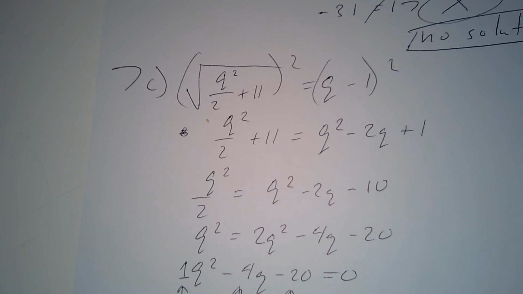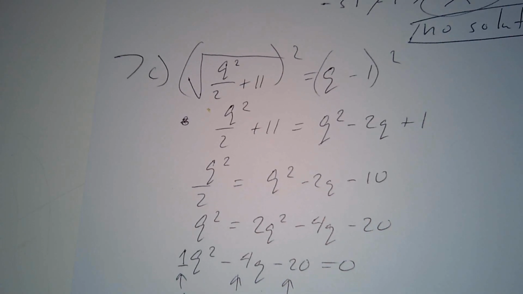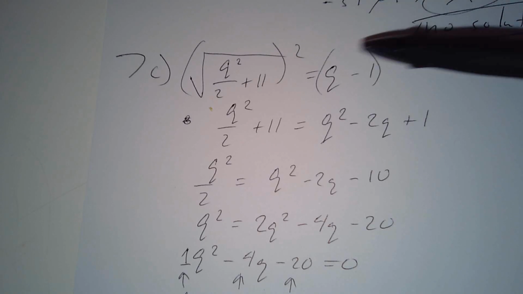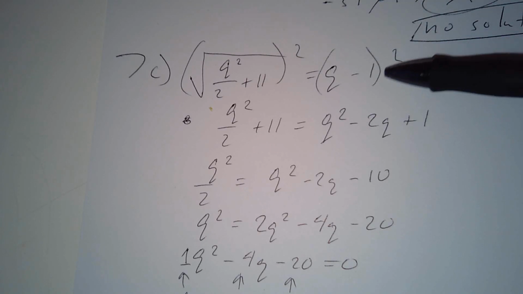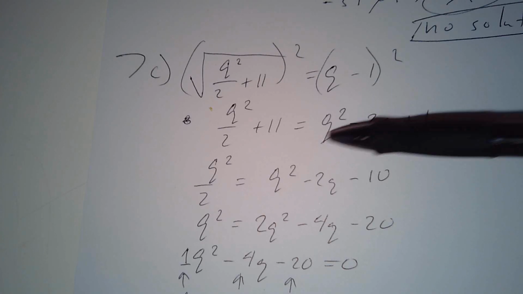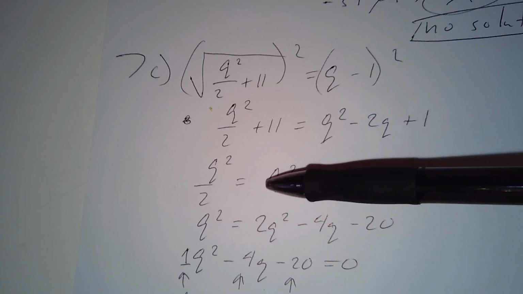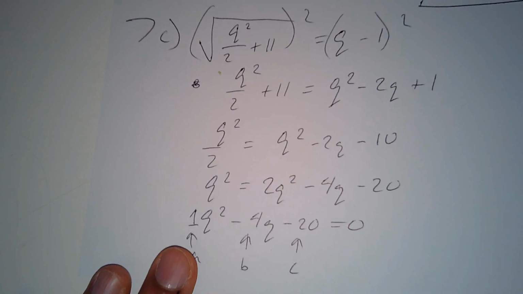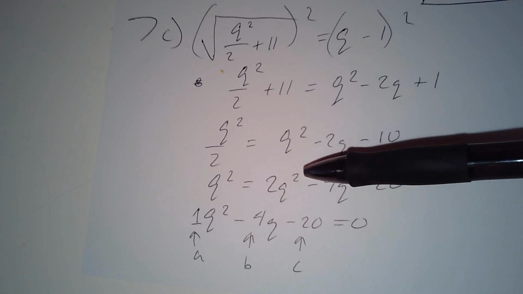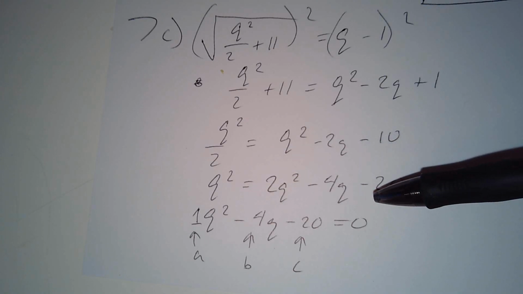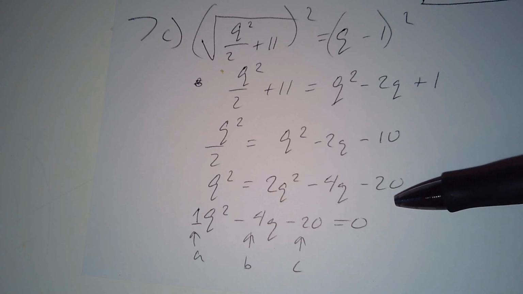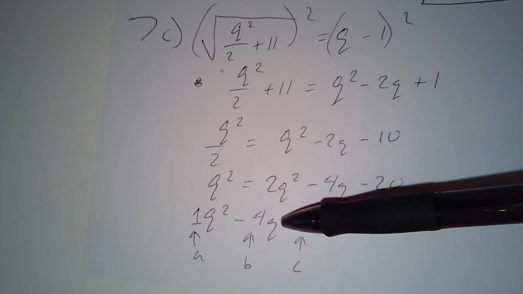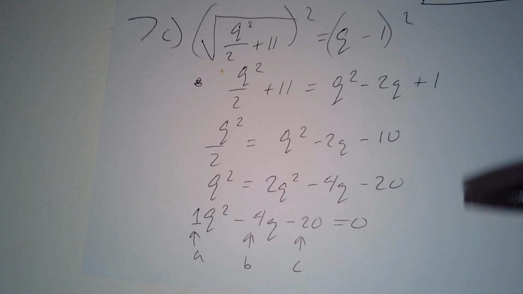Okay, 7c. So here you've got radical q squared over 2 plus 11. So square that, square the q minus 1. Okay, and so that gives you this whole thing. We want to get rid of the 2. We can multiply everything by 2. So that's going to give us q squared equal to 2q squared minus 4q minus 20. And then the q squareds can go together. So that gives you q squared minus 4q minus 20 equal to 0.